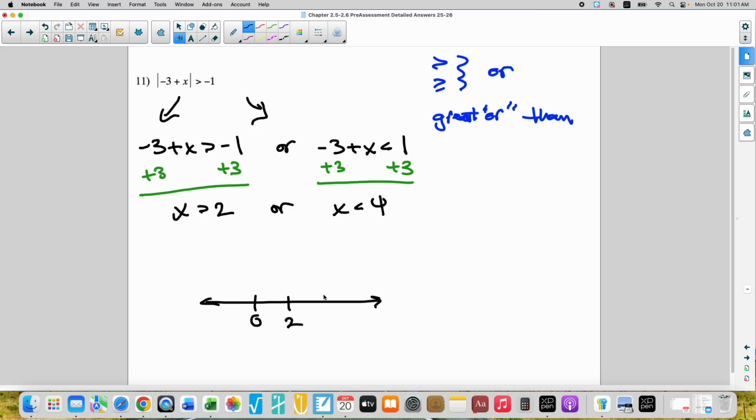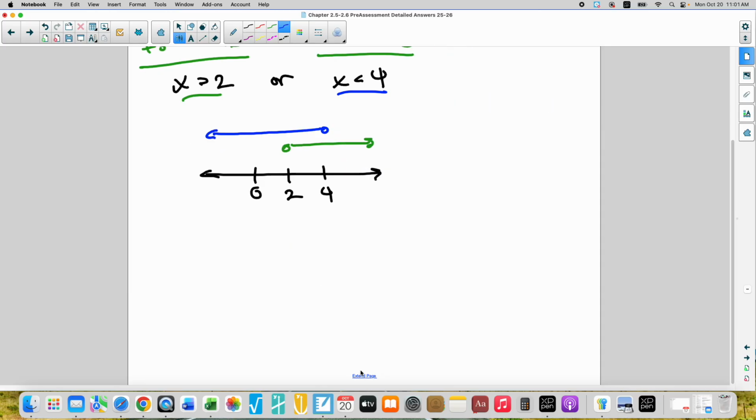0, 2, 4. Do this in green. Open circle, greater than 2. Open circle, less than 4. So this is an or. We only need at least one. We have one, we have at least one here. We have 2, we have at least one again, and at least one. So that answer is going to be all real numbers.